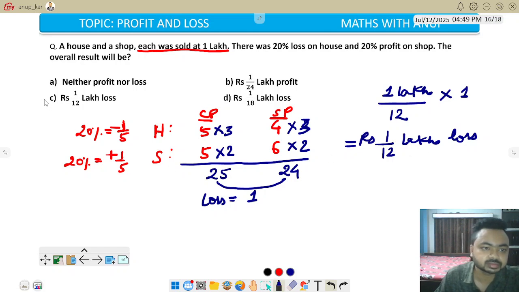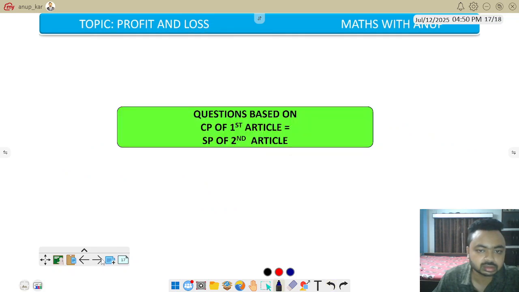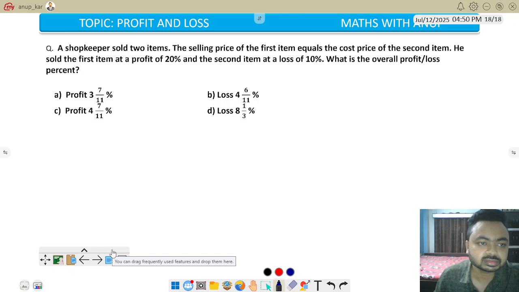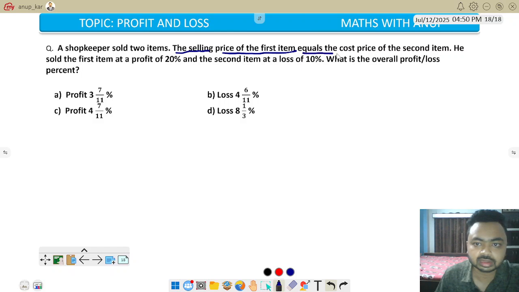So coming to the next topic. This is my last question based on this topic. This is case 3: questions based on CP of first article equal to SP of second article. This is my last question of today's discussion. A shopkeeper sold 2 items. The selling price of the first item equals the cost price of the second item. It's clearly given.